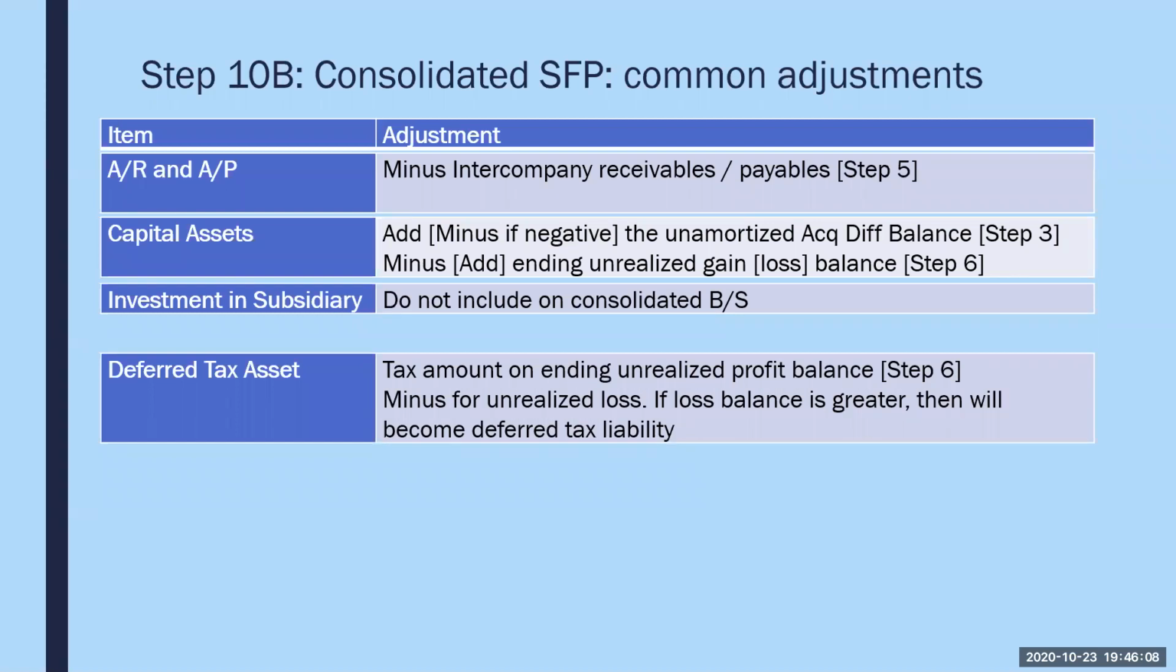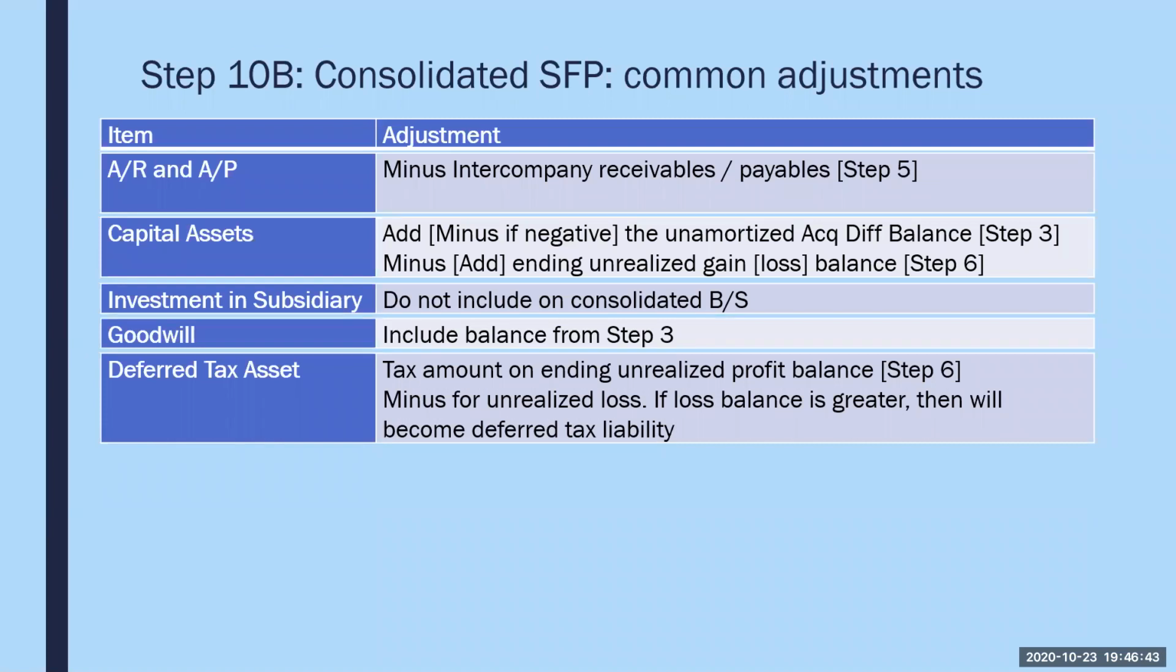For deferred tax asset, we will include tax amounts on ending unrealized profit balances. If there is an unrealized loss, well, that would be a negative, so you would want to subtract. In some extreme cases, the tax on the loss is greater than the tax amount on the other unrealized profits. So if the loss balance is greater, then basically that amount will end up becoming a deferred tax liability. Goodwill is to be included from step 3.